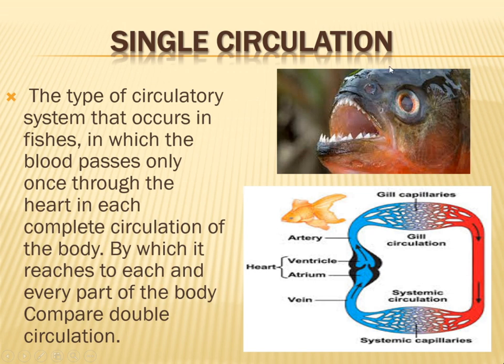So this is a single circulation that is occurring only in fishes, because the kind of energy needed for a fish is not much, unlike an organism which is complex in nature like human beings. So only one circulation is very much better for an organism like fish. That's why single circulation is occurring in fishes. Now, this is what single circulation is, and this is the basic diagram of the single circulation. Hope you have understood what single circulation is, and take a snapshot of it. It will help you for exam purposes. So, let's move to the next slide.